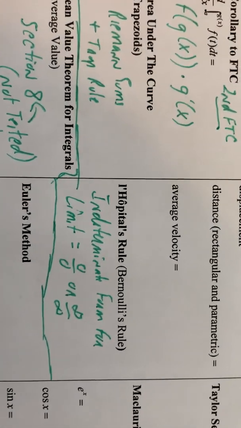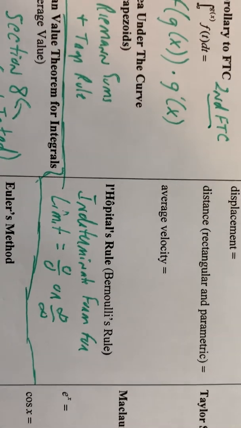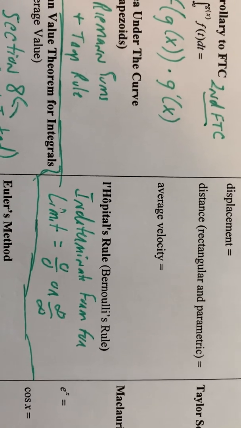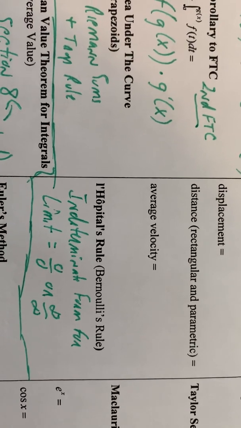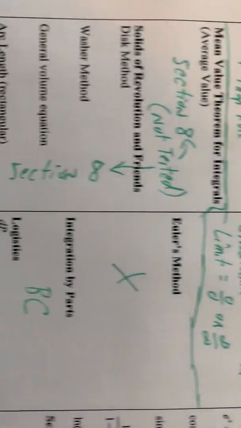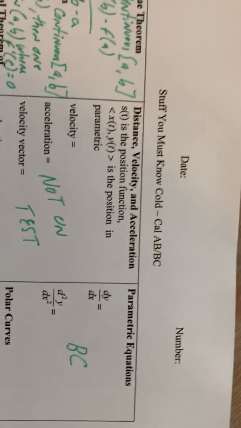And we get to, finally, L'Hopital's rule. Gotta make sure we have an indeterminate form first before we can take the derivative of the top and the derivative of the bottom. The rest of the sheet is BC or not on the exam.